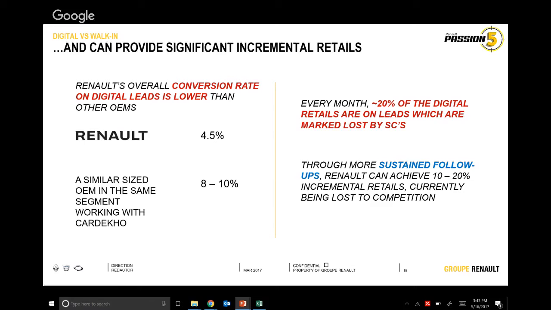And it is not just about any other OEM. For Renault also, there are multiple dealers who are giving us a conversion of 8 to 10% right now. So it is not that the quality of digital leads is low, or that digital leads give a poor conversion. It is more about the process that we follow to convert those leads, the follow-up cycle that we do, the engagement that we do with these leads, that also influences the conversion of these leads.